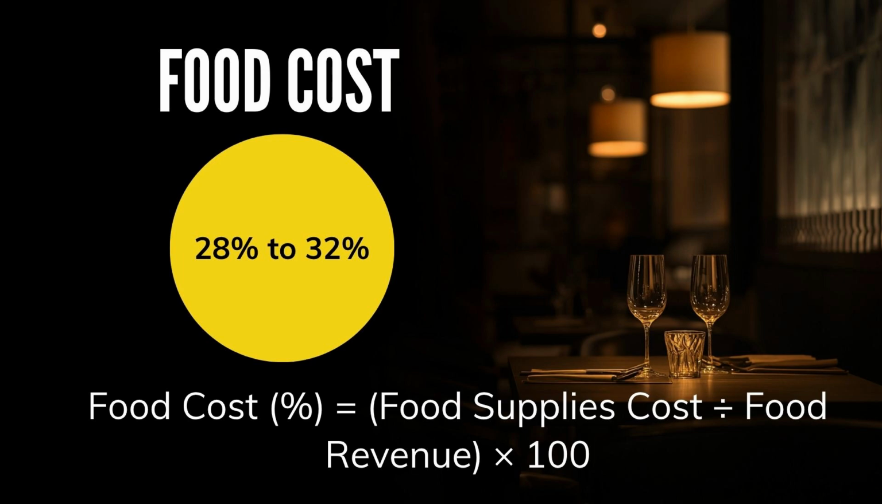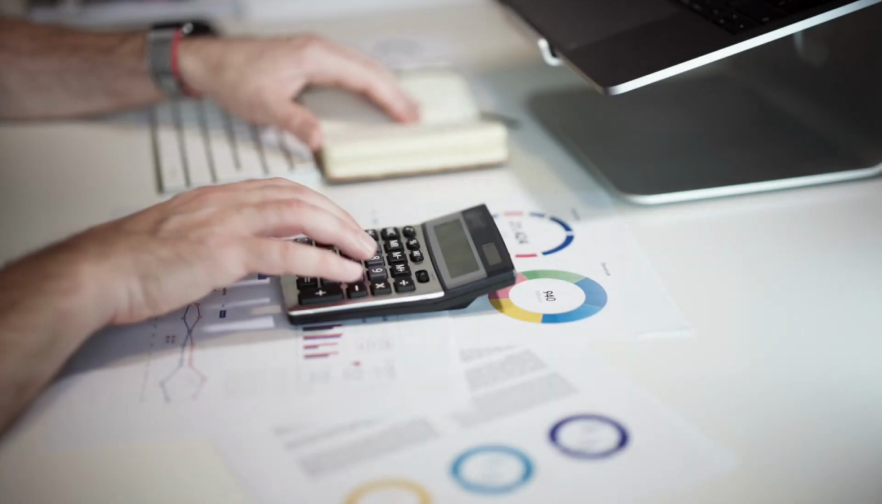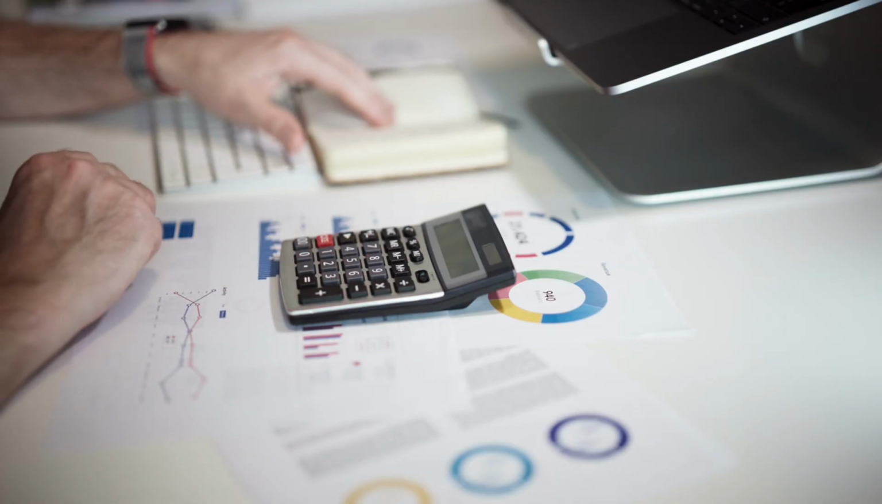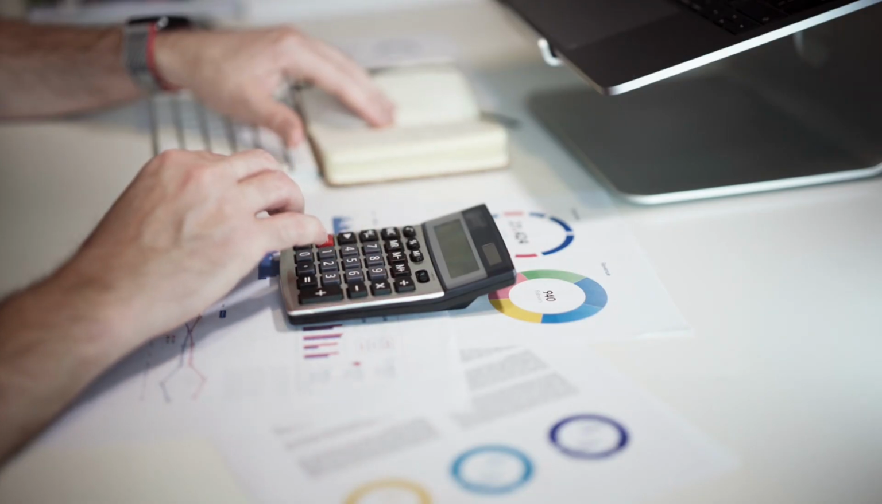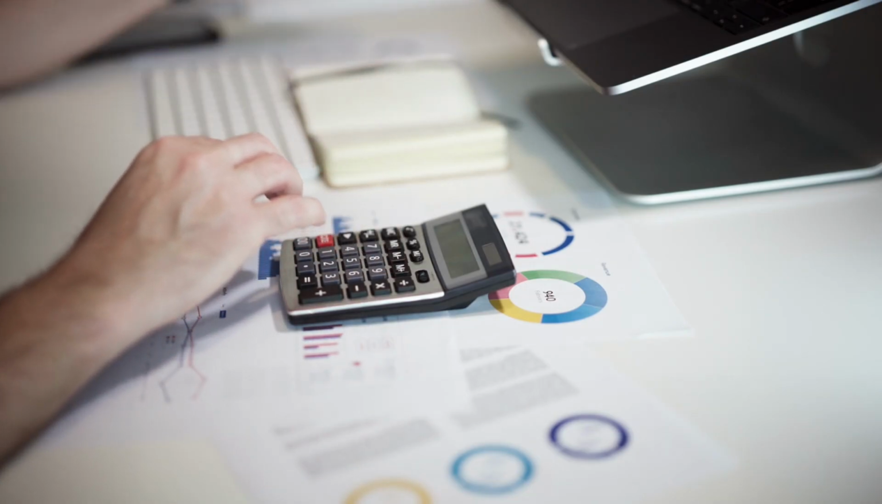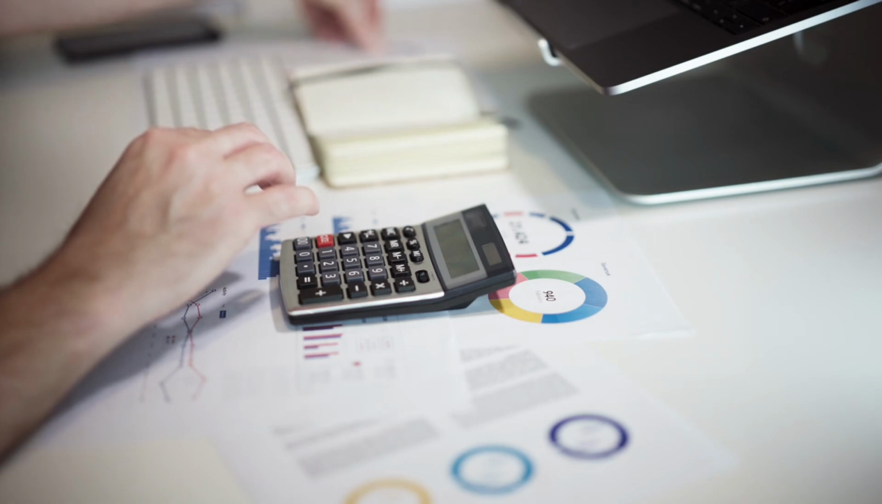Food cost measures how much of your revenue is spent on food, ingredients, and raw materials. A typical target range is between 28% and 32%. If your food cost is significantly above this range, it may indicate overportioning or purchasing issues, as well as theft, or menu pricing that is too low. If your food cost is unusually low, it may suggest that portions are too small or that food quality is being compromised.